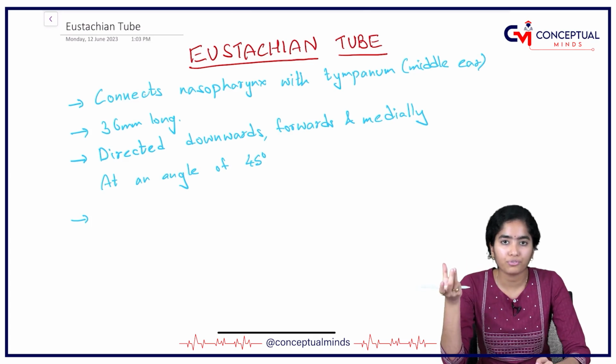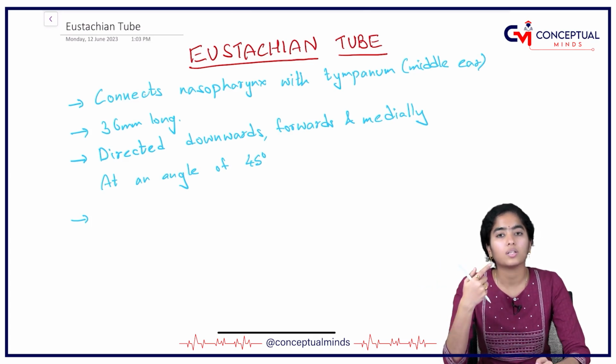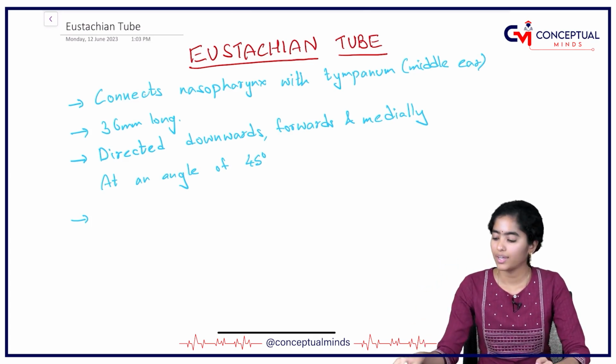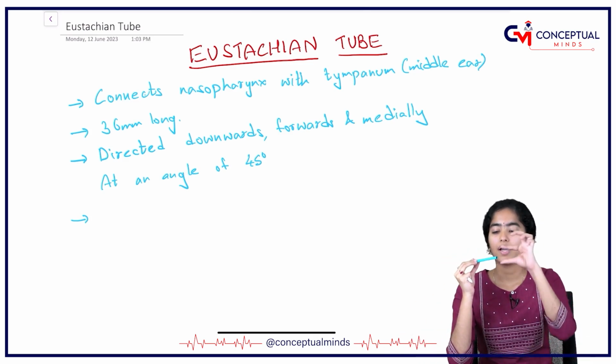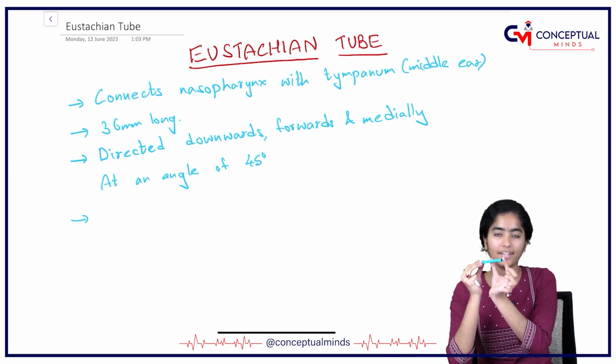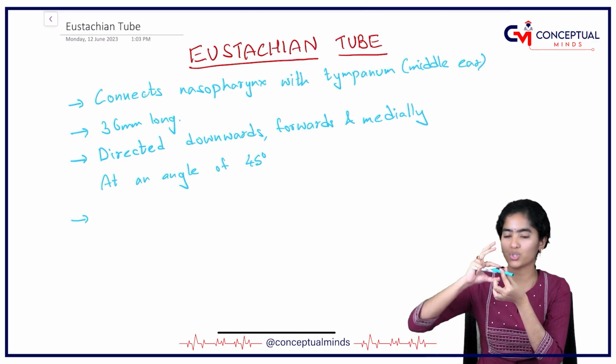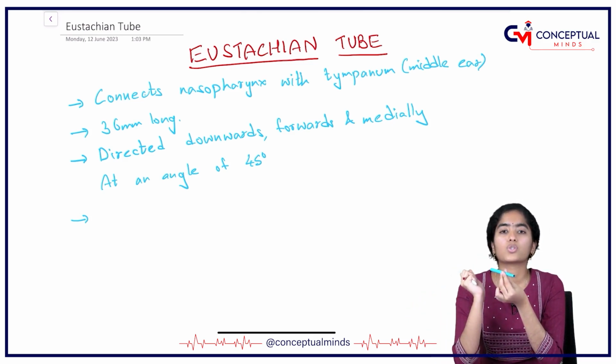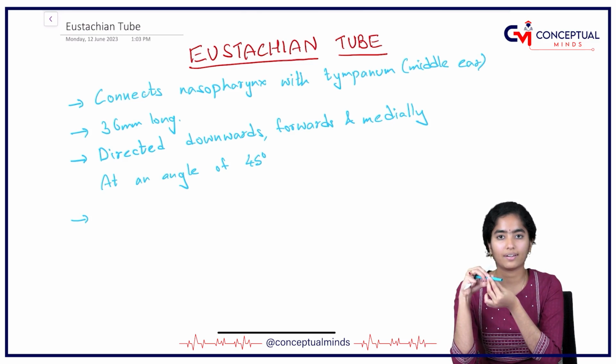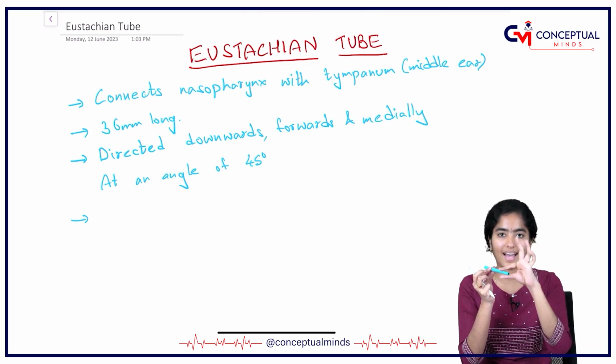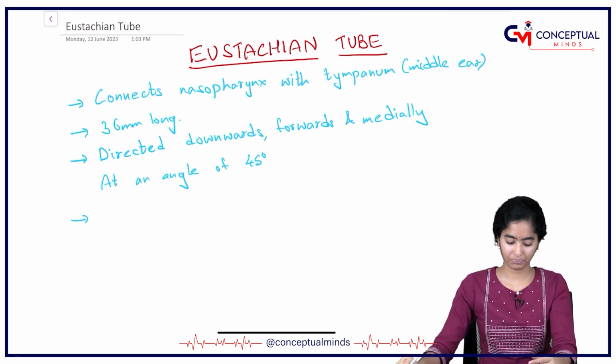So which part of the Eustachian tube is bony? The posterolateral part. If this is the Eustachian tube, the anterior part is medial and the posterior part is lateral. So we call this the posterolateral part and the front part the anteromedial part.